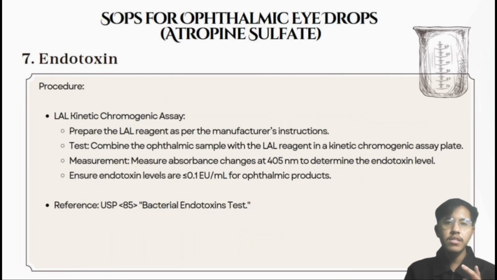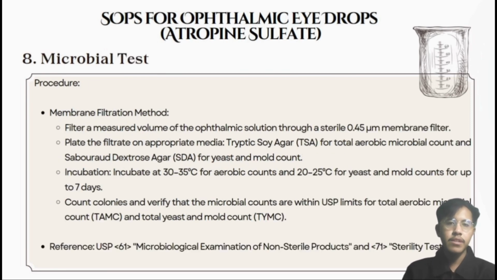The endotoxin test is conducted using the Limulus amebocyte lysate, LAL, kinetic chromogenic assay to ensure the endotoxin levels are below 0.1 EU per milliliter. The sample is mixed with LAL reagent in a microplate, and the absorbance change at 405 nanometers is measured to determine the endotoxin levels. This test adheres to USP 85.